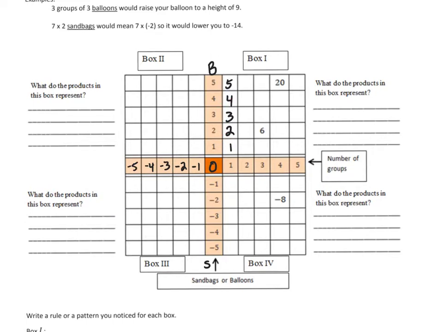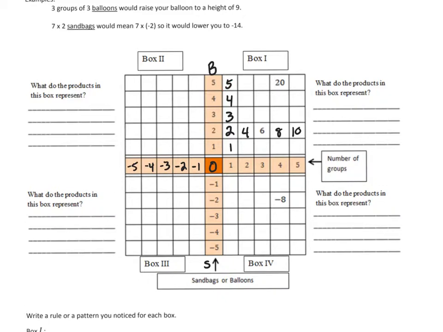Let's look at the 2's here. 1 group of 2 is 2. What about 2 groups of 2? 2 groups of 2 is 4. 3 groups of 2 is 6. 4 groups of 2 is 8. 5 groups of 2 is 10. So you can see your pattern here. You're skip counting or repeating addition: 2, 4, 6, 8, 10. Going up, it's just skip counting.